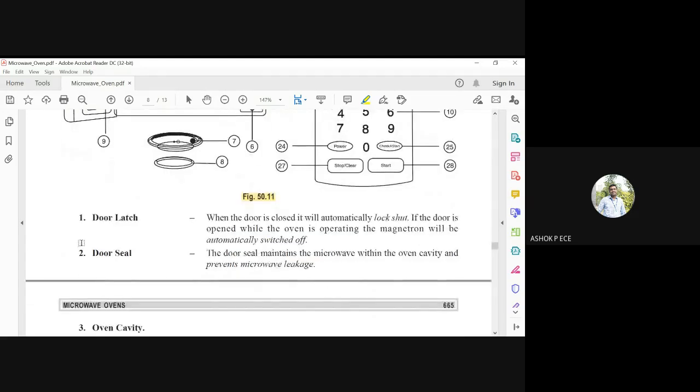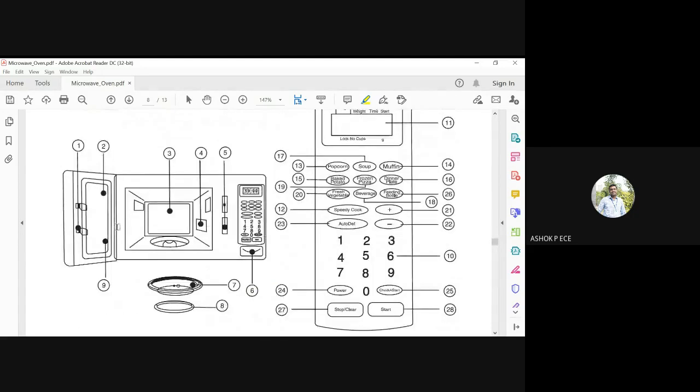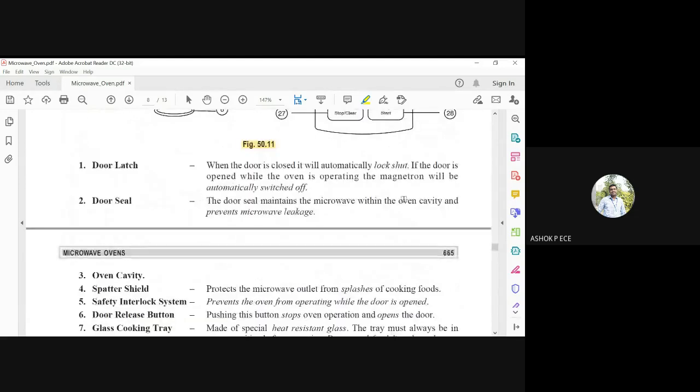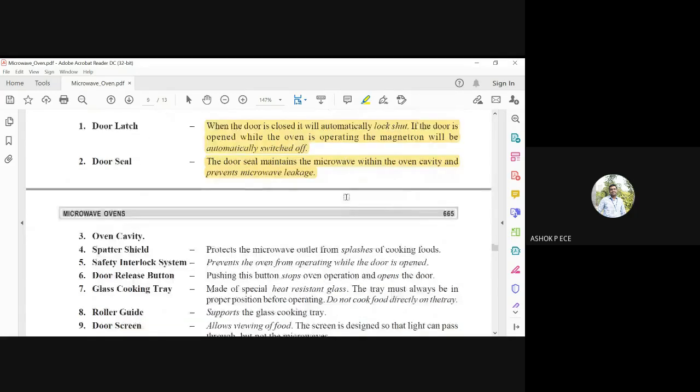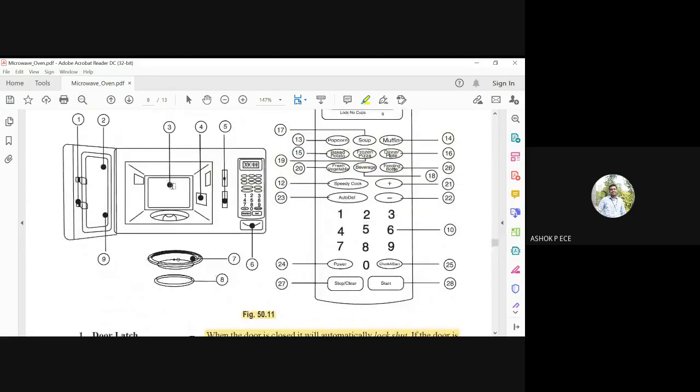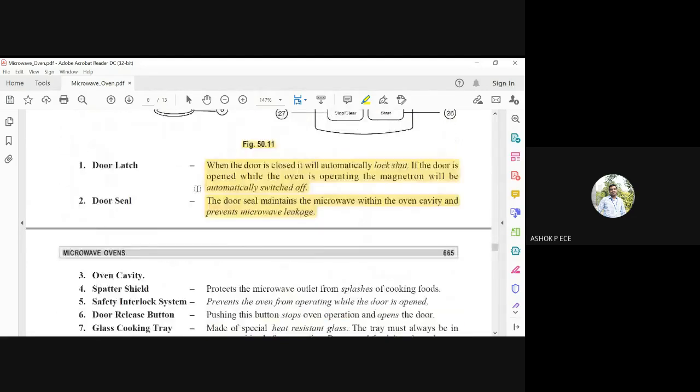The second one is the door seal. See here, the door seal, number 2. The door seal maintains the microwave within the oven cavity and prevents microwave leakage. The door latch is for turning off the microwave if you accidentally open the oven, and the door seal is to prevent the leakage. Next one, the oven cavity, that is where your microwaves are going to be generated.